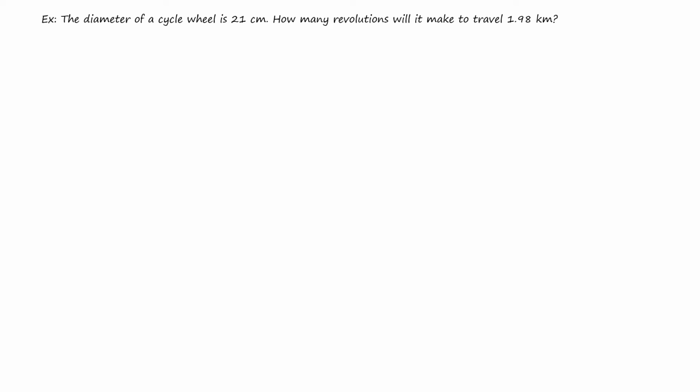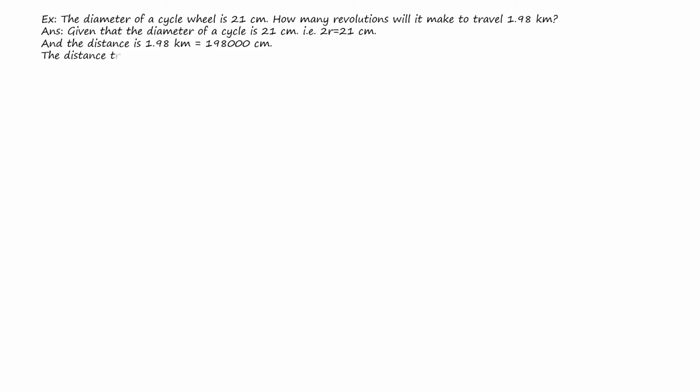The diameter of a cycle wheel is 21 cm. How many revolutions will it make to travel 1.98 km? So given that the diameter of the cycle is 21 cm, that means 2r equals 21 cm, and the distance is 1.98 km, or we can write it as 1,98,000 centimeter.